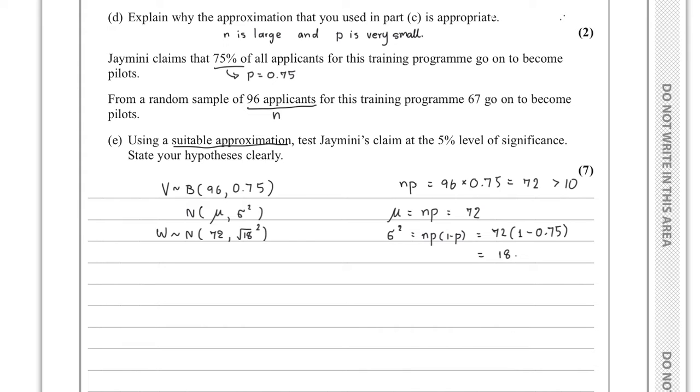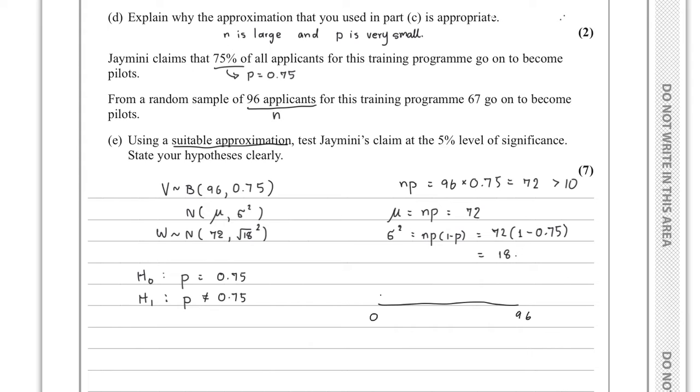Next, let's define the hypothesis. In this case, we wanted to see if Gemini's claim is exactly 75% or not. So for H0, we're going to use probability equals 0.75. That means her claim for 75% is exactly 75% or not. That means for alternative hypothesis, we're going to use not equal. Okay, so in this case, we have a two-tailed test.